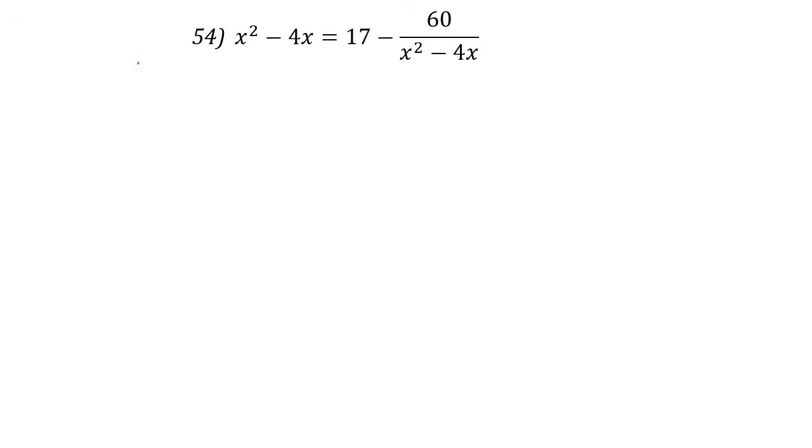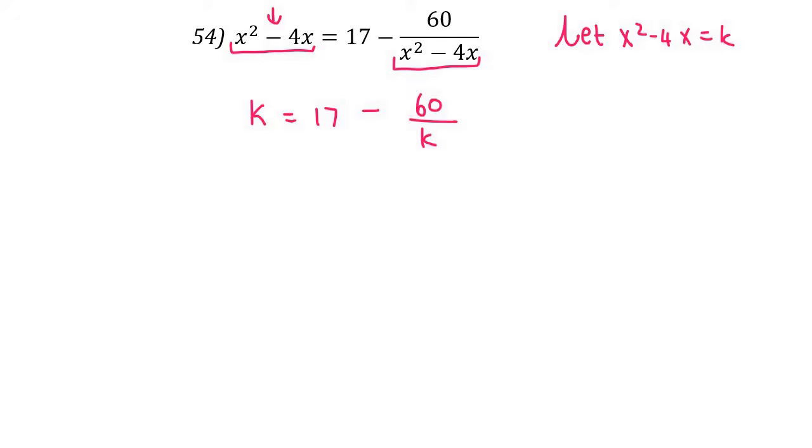In question 54, if you used a common denominator approach, eventually you would have hit x to the power of 4. Now remember, that usually means we've gone too far, and so we need to rather use the k method. So if we look carefully, this part and this part is the same. So all that we say now is let x squared minus 4x, let's rather call that k. So now we replace all of these things with k, so it'll be k equals 17 minus 60 over k.